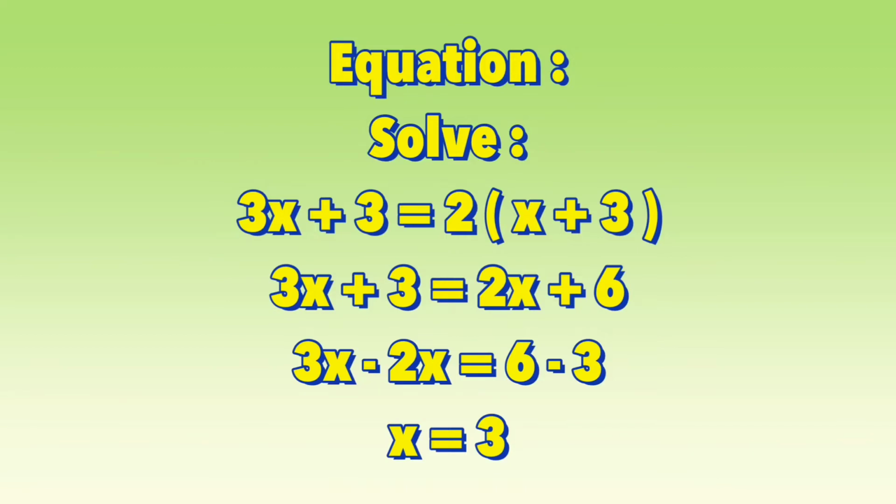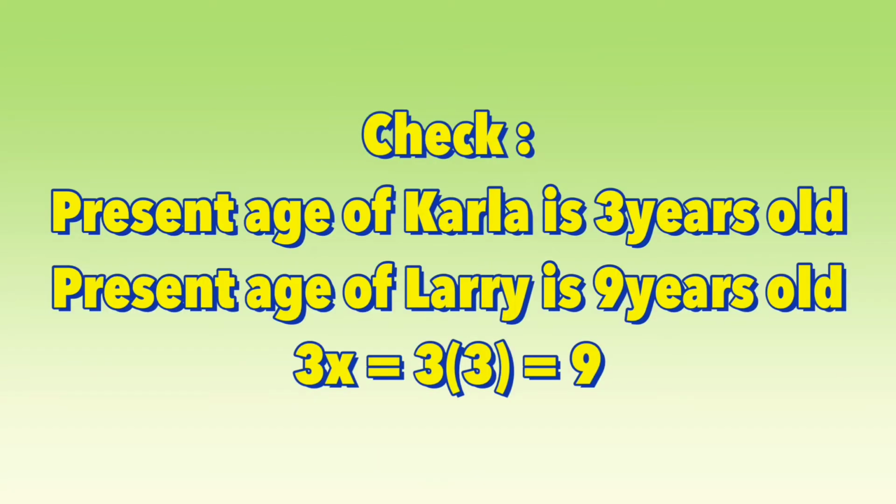And next, we're going to transpose the 2x to the left side of the equation and the constant at the left side to the right side of the equation. And now we have 3x minus 2x equals 6 minus 3, because positive then changes to negative. Then 3x minus 2x equals x, and 6 minus 3 equals 3. If we're going to check, present age of Carla is 3 years old, and present age of Larry is 9 years old. It came from 3x, so the value of x is 3. 3 times 3 equals 9.